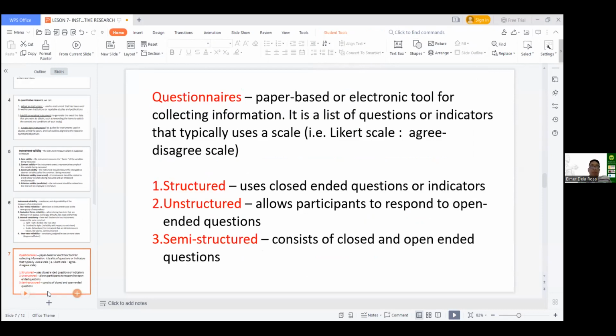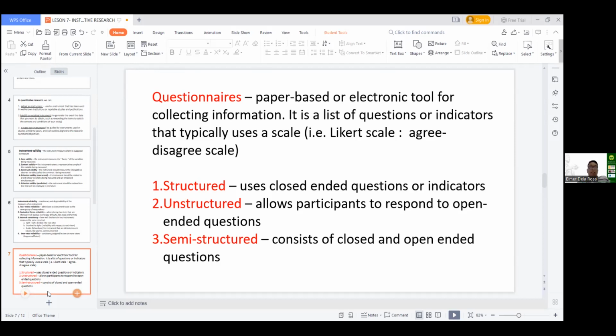Questionnaires. So sabi natin kanina, questionnaires are the most commonly used instrument in quantitative research, especially in education and psychological researches. So questionnaires could either be paper-based or electronic tool for collecting information. Because basically it's a list of questions or indicators that typically uses a scale, like a Likert scale.